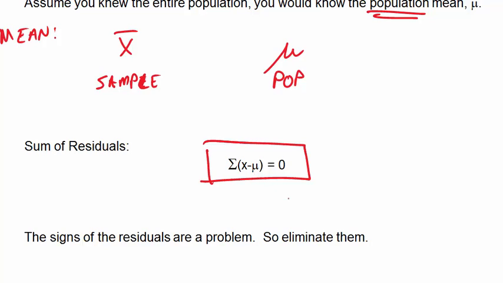So I had a lovely measure of spread, some measure of spread, residuals, but the problem is residuals always add up to 0. The signs of them keep canceling out. That's causing a bit of a problem because I'm going to get the exact same sum of residuals no matter what kind of data set I get. It's the signs that are causing an issue, so we need to eliminate them.